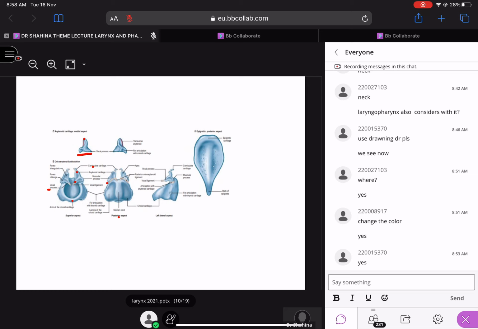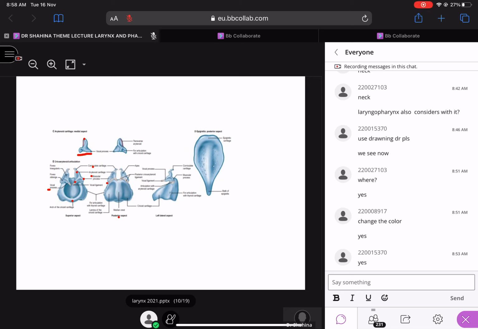In the same way, you have a lateral extension. This is called the lateral process. The name given to it is the muscular process. This will provide attachment to some muscles, so keep this in mind. The apex will form a joint with the corniculate cartilage, and the base will present two extensions. One will be anteriorly, that will be the vocal process. One will be laterally, that will be the muscular process.